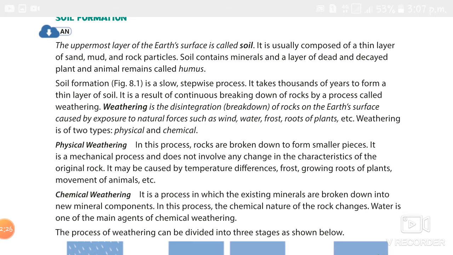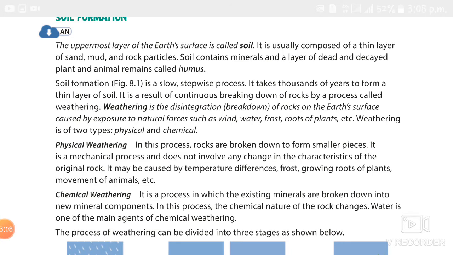Then we studied two types of weathering. What are they? Physical weathering and chemical weathering. So what is physical weathering? In this process, the rocks are broken down to form smaller pieces, right? It is a mechanical process, and it does not involve any change in the characteristics of the original rock. This we studied in physical weathering. And some natural causes affect it, right? What are they? Frost, growing roots of plants, and movements of animals.